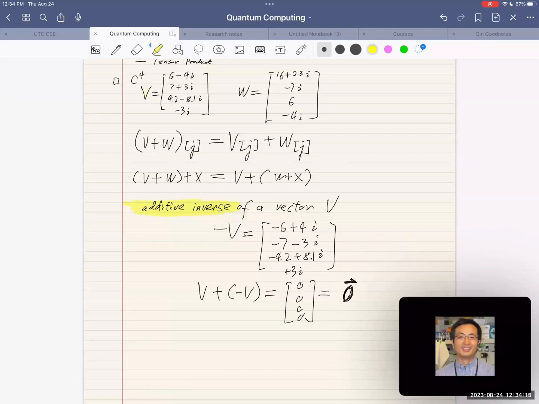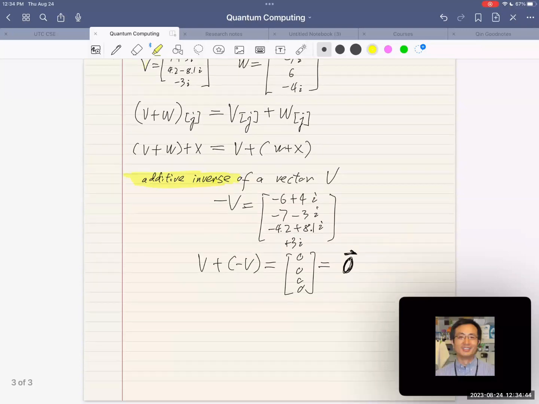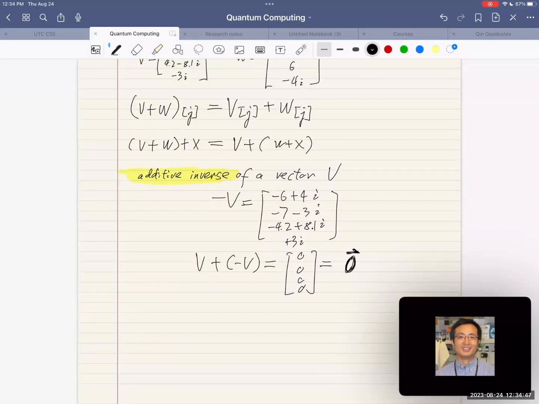So the addition will be plus, negation or minus will be negative, and the scalar operation will be a multiplication, a constant times a vector. The property of scalar operation actually is kind of intuitive. So let me write it down. Scalar multiplication.